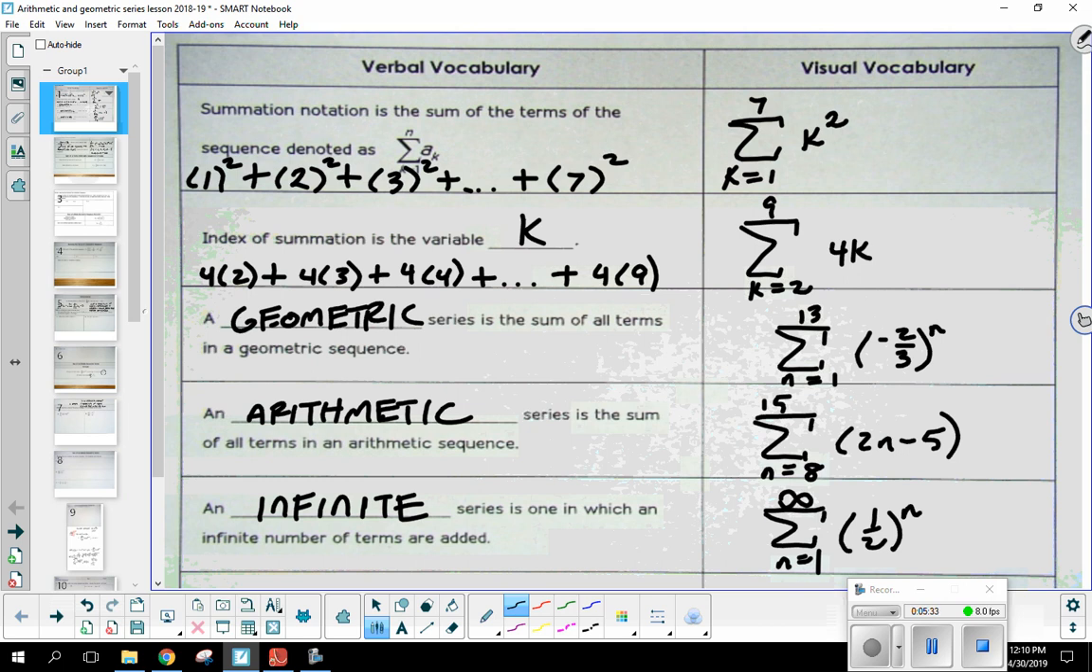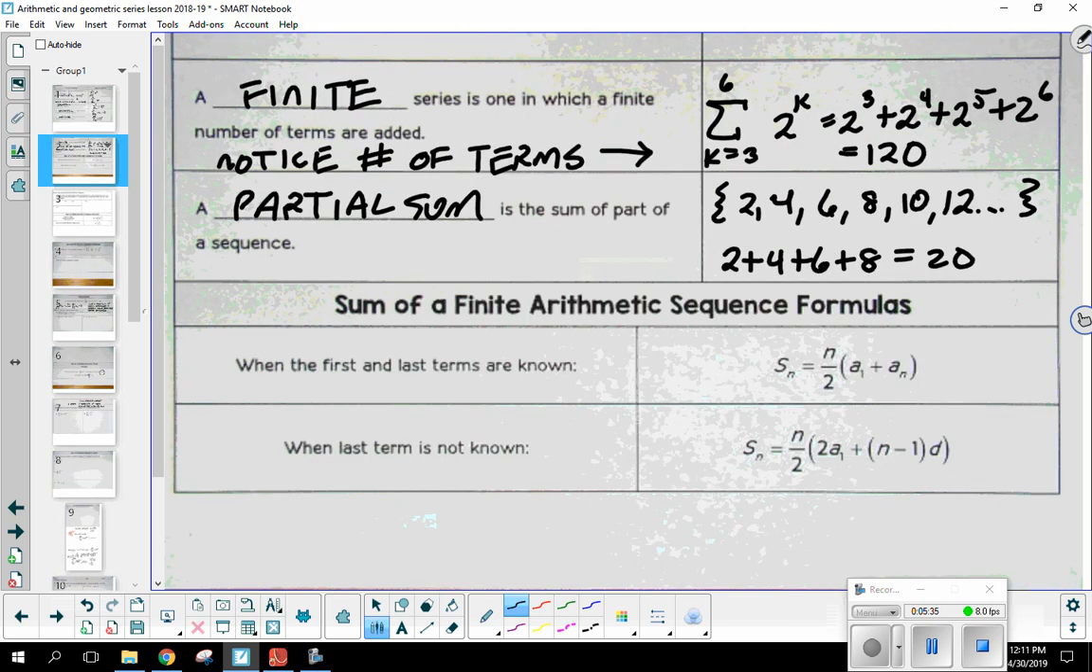Okay. So here's the second part right here. A finite series is one in which a finite number of terms are added. A partial sum is the sum of part of a sequence. And then I got some examples there. Before I start looking at them, I'll let you take about a minute to jot those down.